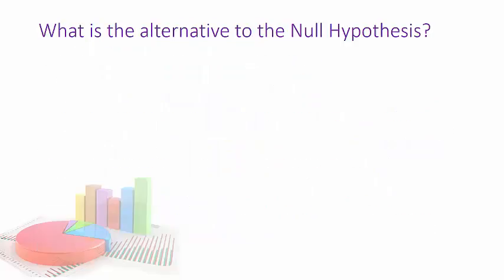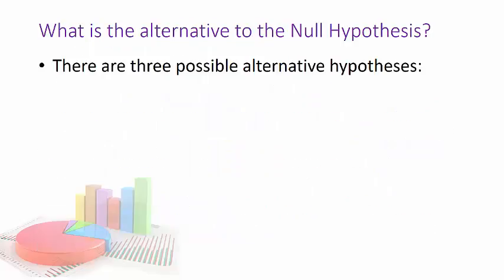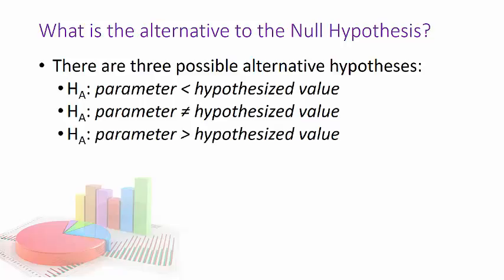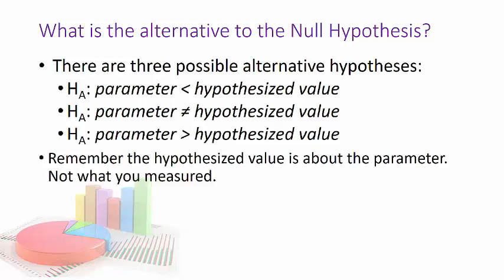All right. So what is the alternative? Well, there are three possible alternative hypotheses. For the null hypothesis, we said the parameter equals the hypothesized value. For the alternate, maybe it's less, or maybe it's just not equal, or maybe it's more. Remember, the hypothesized value is about the parameter, not what you measured. So you can always do your alternate hypothesis before you've done any number crunching.